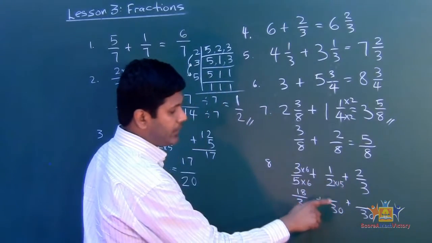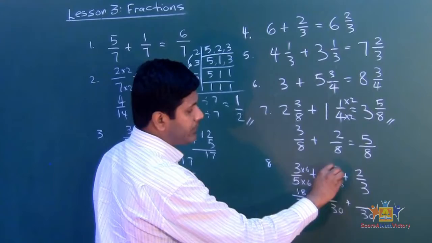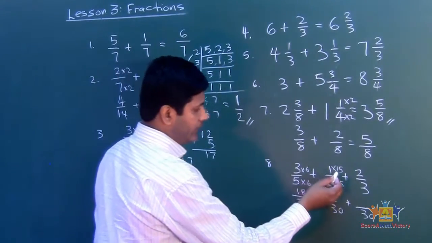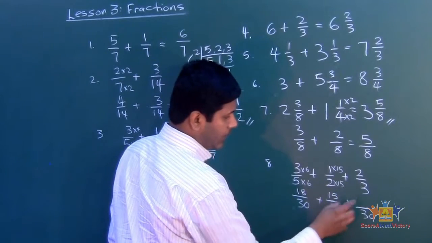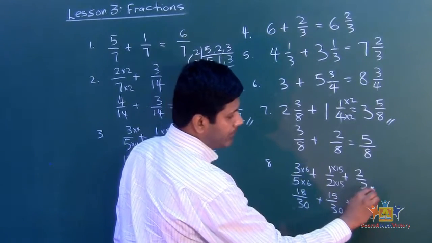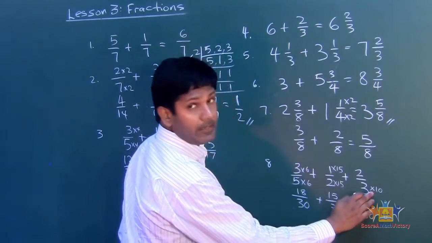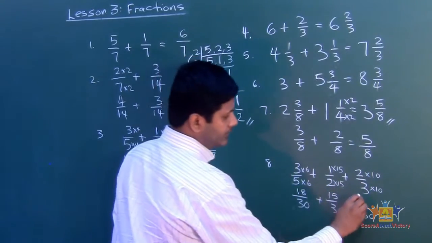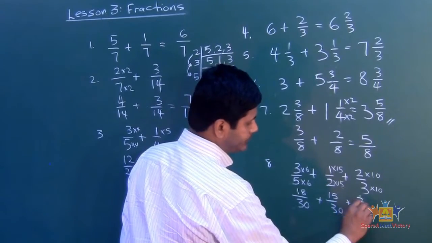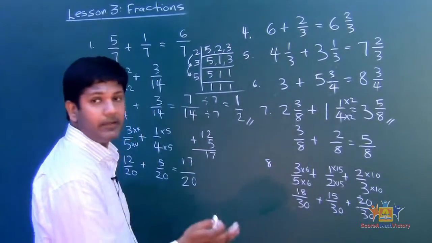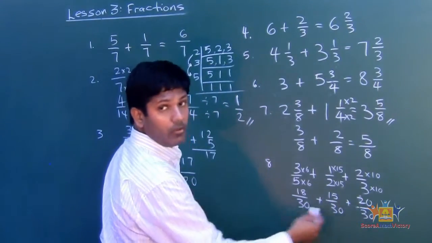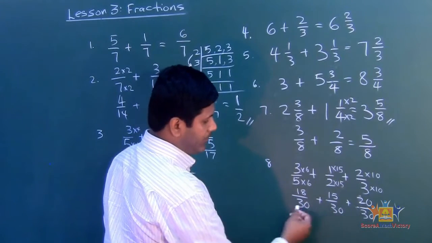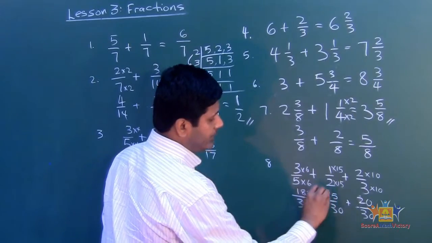Now why am I doing that? Because that way I know what I'm going to multiply the numerator with, which is 15 also. Okay, so 15 times 1 is 15. How do I go from 3 to 30? I multiply that by 10. If I multiply the denominator by 10, I multiply the numerator also by 10. 2 times 10 is 20. Okay, so now I can add them, because they all have the same denominator.